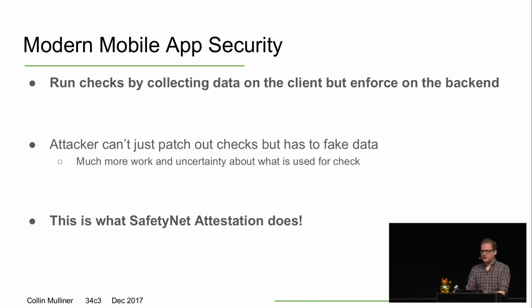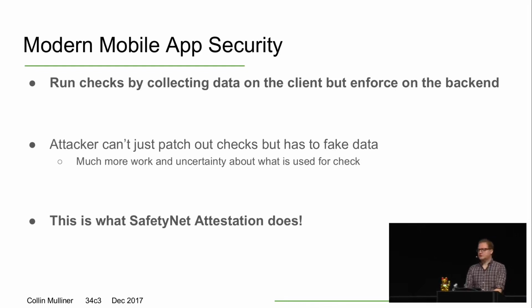So modern mobile app security really works by collecting data. Basically, you have some piece of code that collects data and sends it to the backend, and your backend will make the decision if a specific thing happened, for example, if your device is rooted. The idea behind it is that the attacker cannot just patch out checks in your app. Imagine if you just do a file access check for /system/bin/su, you can remove that and then the app will just work.